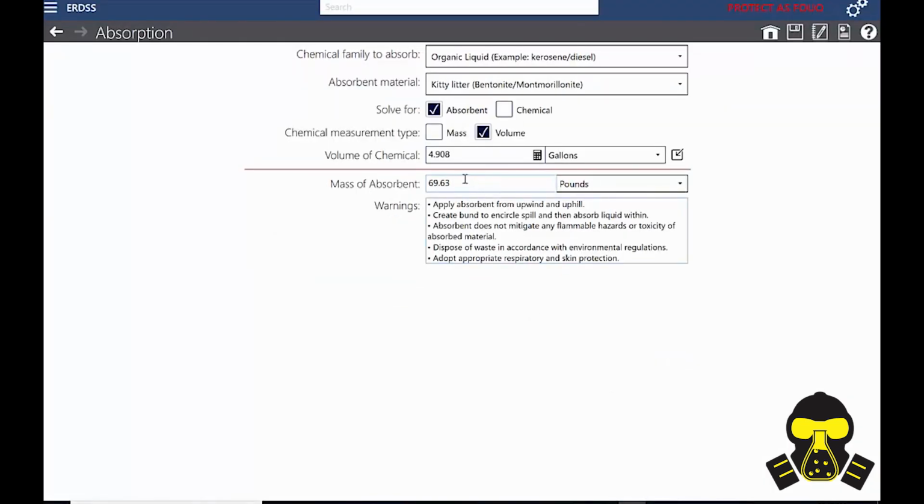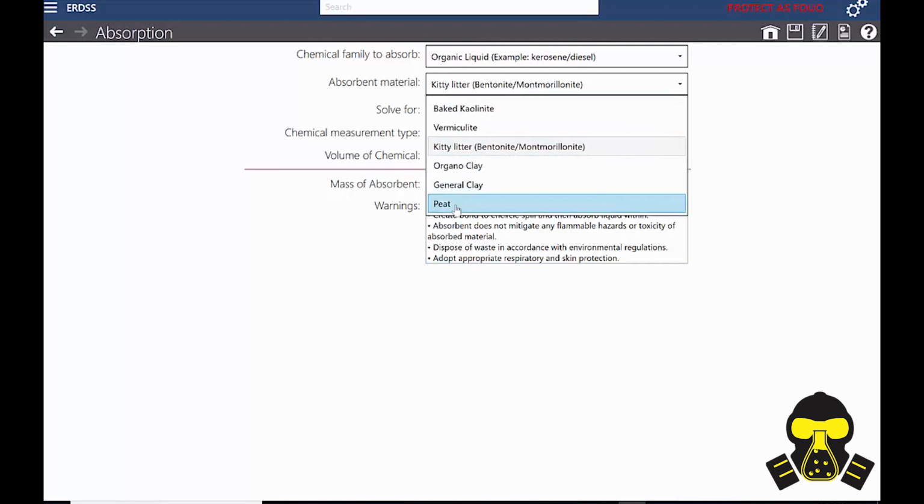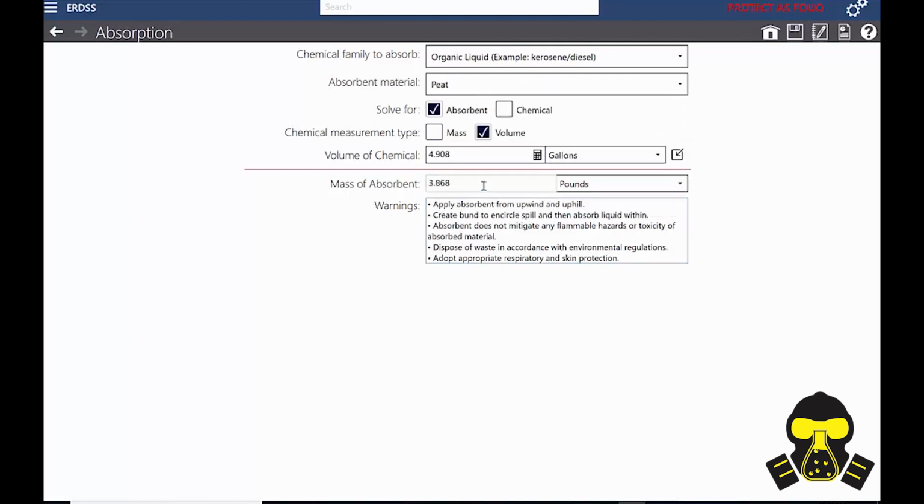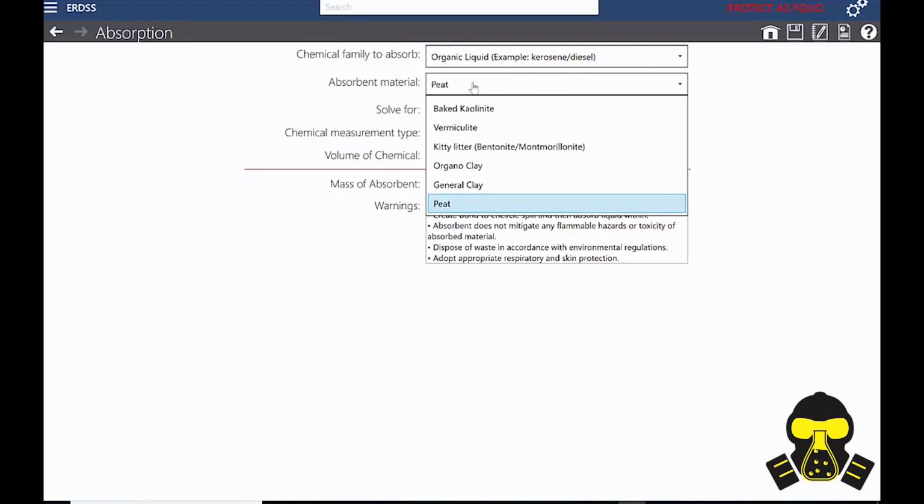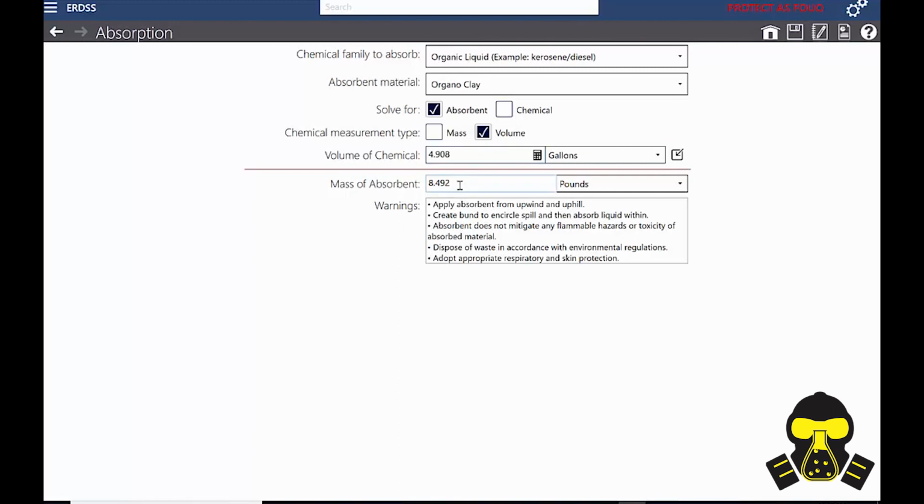And now it's telling you that if you were using kitty litter, you needed 69 pounds of it to absorb all that. But if you went and used peat, if you had more money, you've got everything, right? Less than 4 pounds. 3 pounds. Wow. But if you used organo clay, kind of in the middle of the cost structure there, 8.5 pounds.